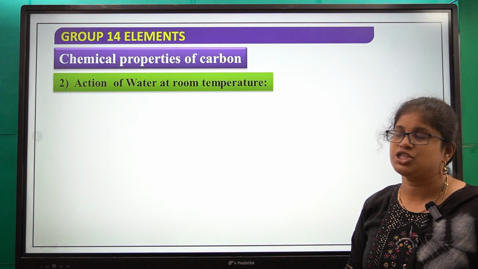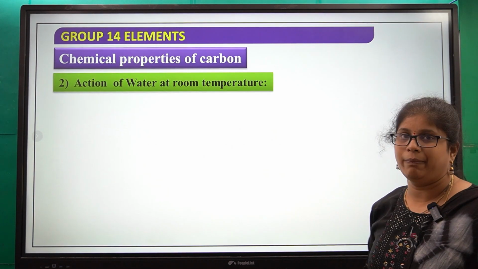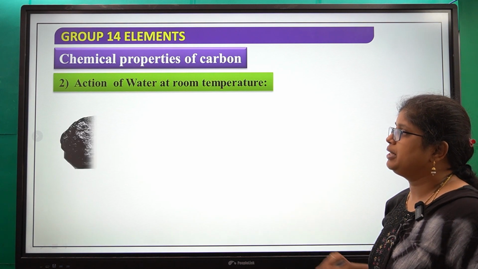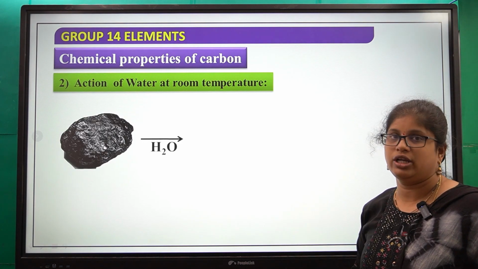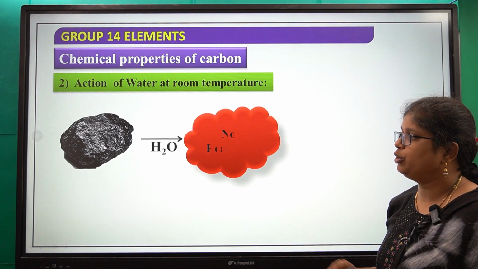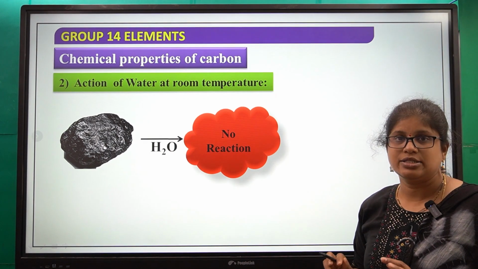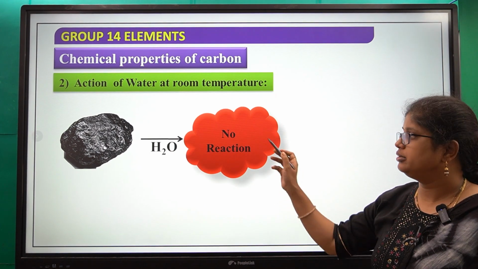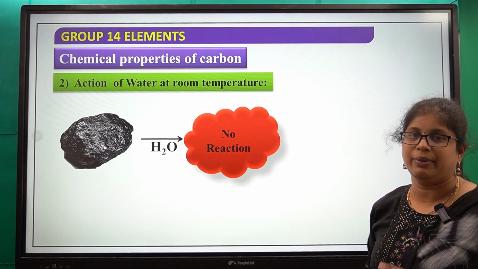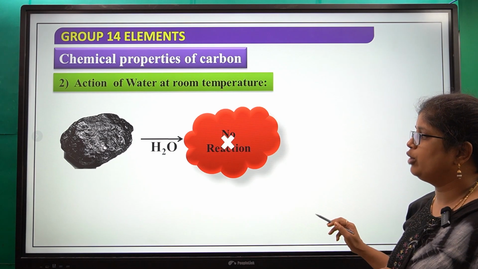Next, action of water at room temperature. Actually carbon does not react with water at room temperature. So there is no reaction between carbon and water.